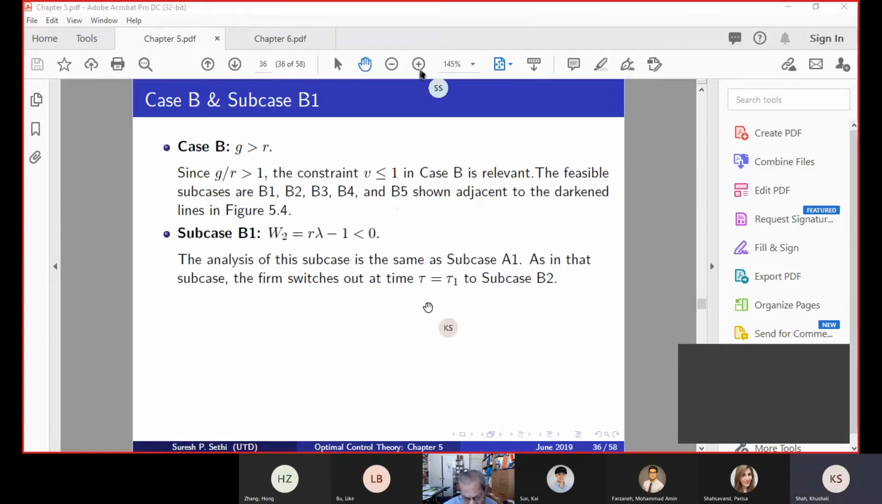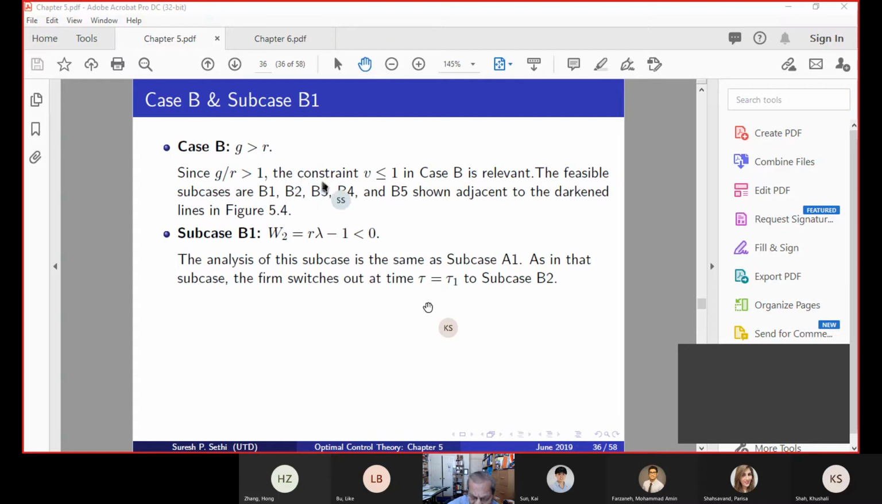So the case B is when G is bigger than R. That means G by R is bigger than or equal to 1. And the constraint V less than or equal to 1 is relevant, because what happens is the following. When G is bigger than R, it is not possible to grow the firm at the rate G.